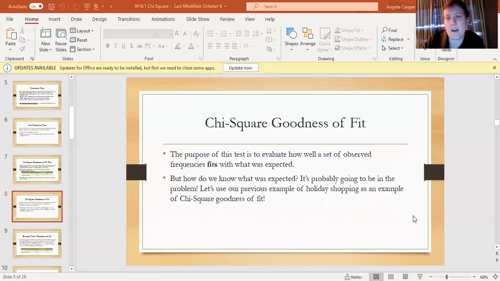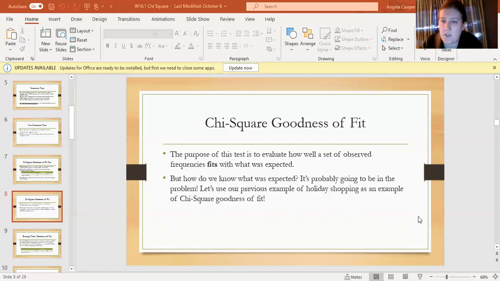But what makes it a test? Obviously, there are going to be a little more complexities than just asking people if they shop, putting it in a table, and then saying, hey, my chi-square goodness of fit test is done. No, obviously not. The purpose of a goodness of fit test is to examine how well our set of observed frequencies, those 80 people we just asked, fits with what's expected.